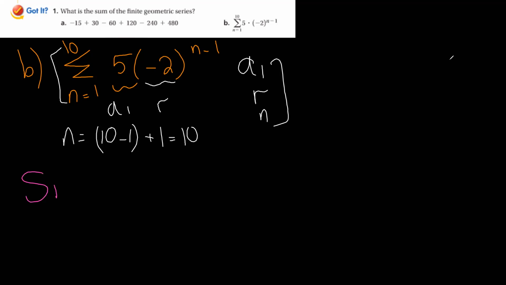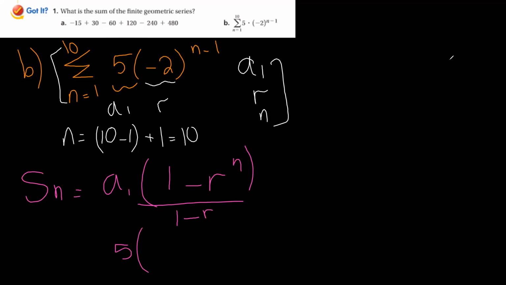So the summation will be A1 times 1 minus R raised to the power N over 1 minus R. Now A sub 1 is 5. Teacher, n minus 1? Sorry, thank you. No, it is N. The formula is n, not n minus 1. Oh, yeah, okay.